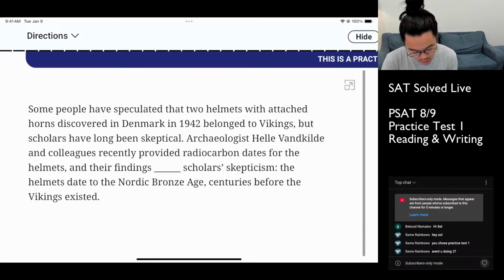And then some people have speculated. I'll answer that question in a second. Hey, Bekzod. Two helmets, attached horns.